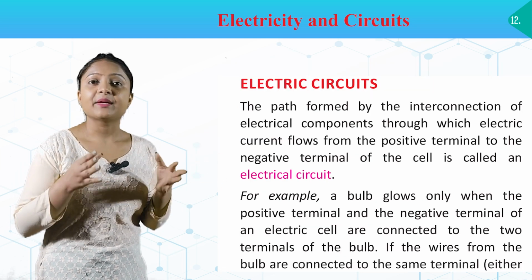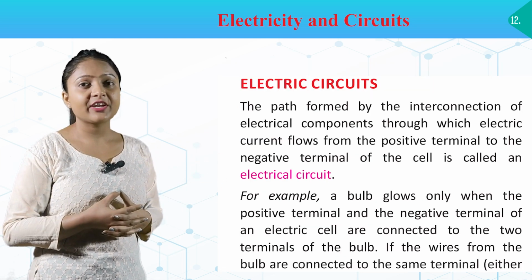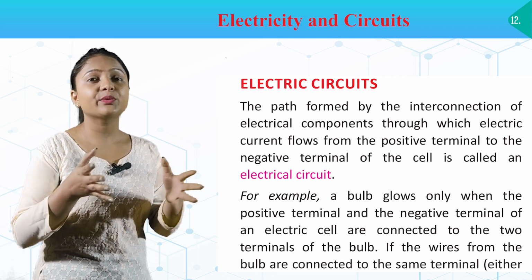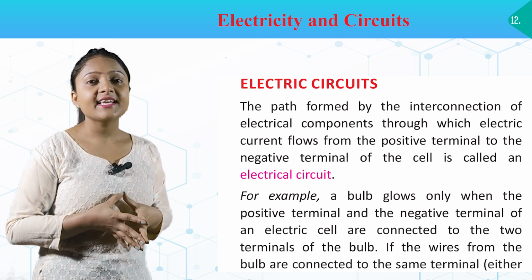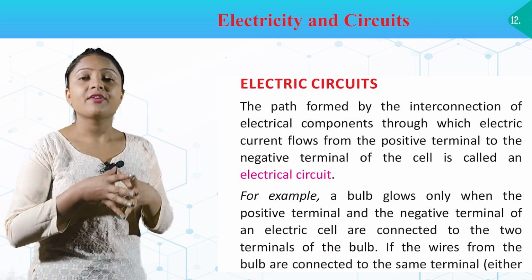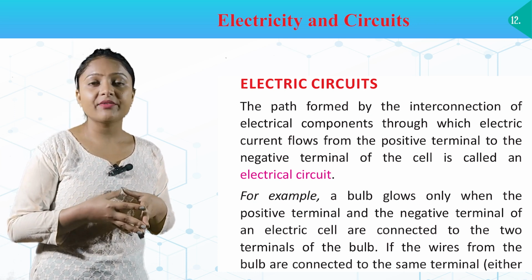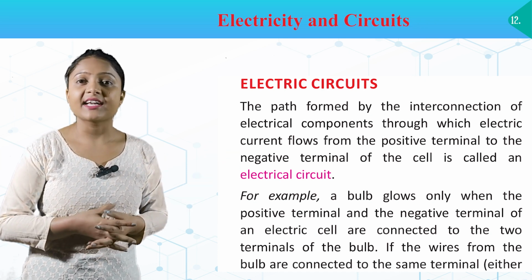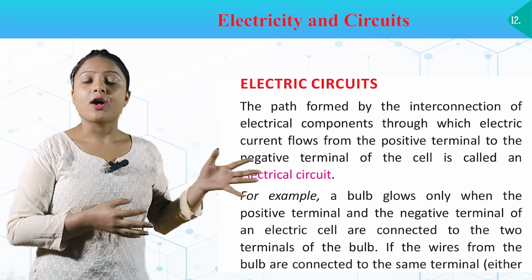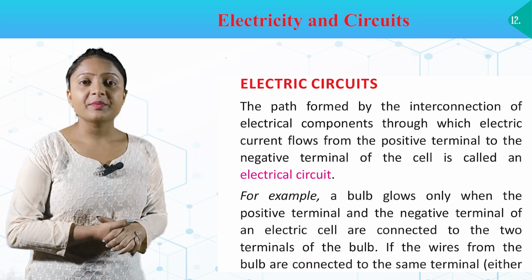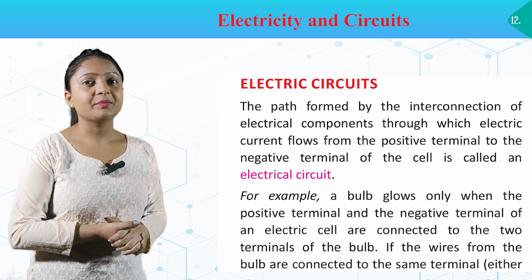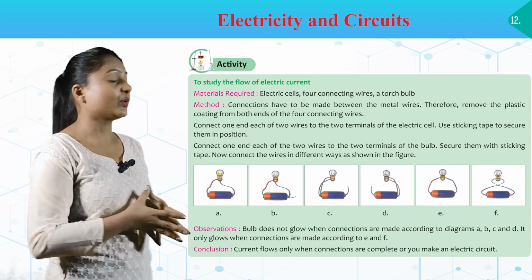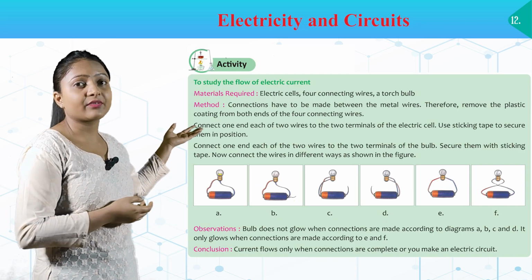Electric circuits. The path formed by the interconnection of electrical components through which electric current flows from the positive terminal to the negative terminal of the cell is called an electric circuit. For example, a bulb glows only when the positive terminal and the negative terminal of an electric cell are connected to the two terminals of the bulb. If the wires from the bulb are connected to the same terminal, either positive or negative, then the bulb does not glow. Now let's look at the activity.